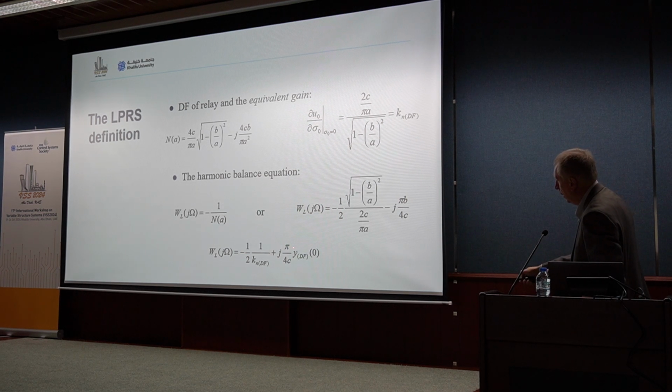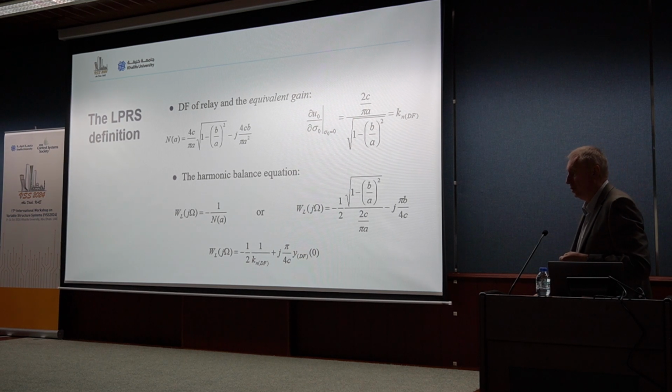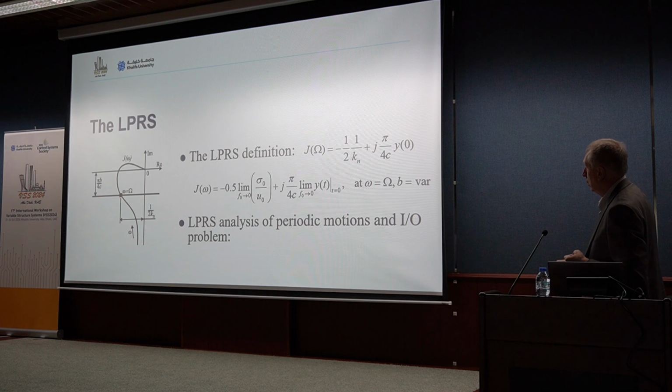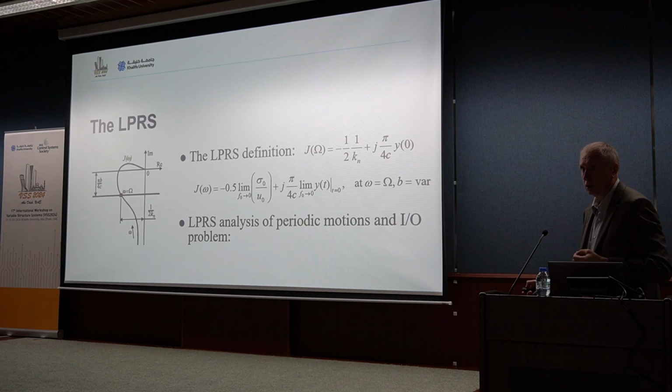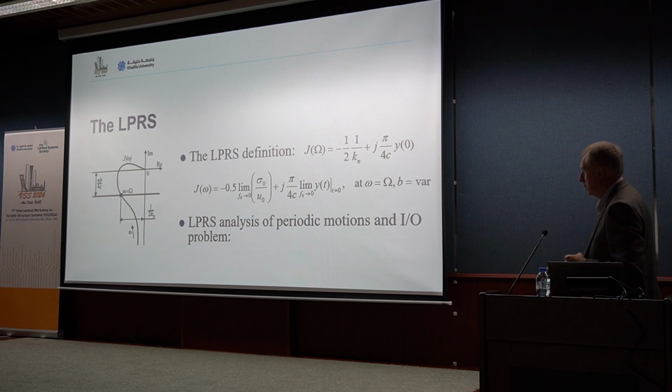And here if we divide by pi over 4c, this part is equal to that part. So let's define the function as the right-hand side of this, but in such a way that these conditions are satisfied exactly in this system. We will start deriving these quantities in the relay feedback system. We will call this function the LPRS, locus of a perturbed relay system, as this expression. We require that these quantities be exact values in the system.